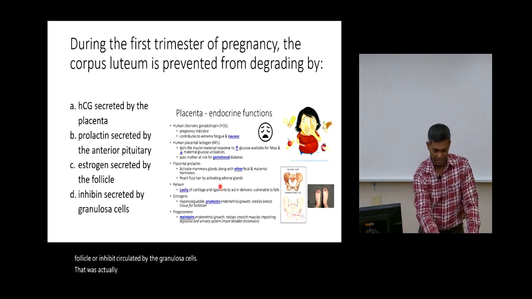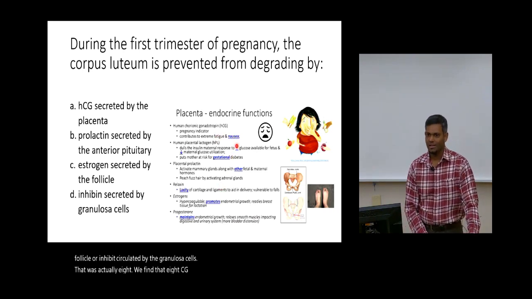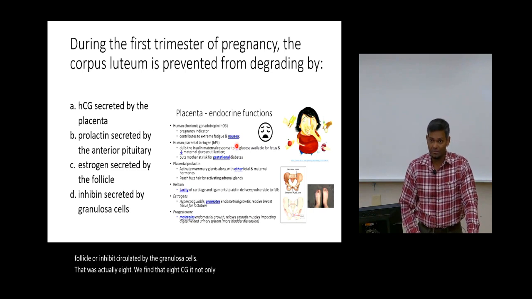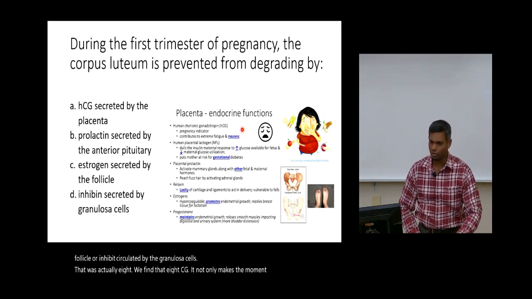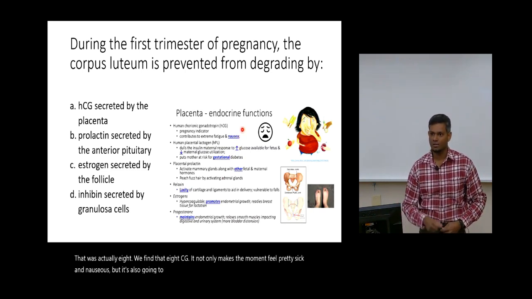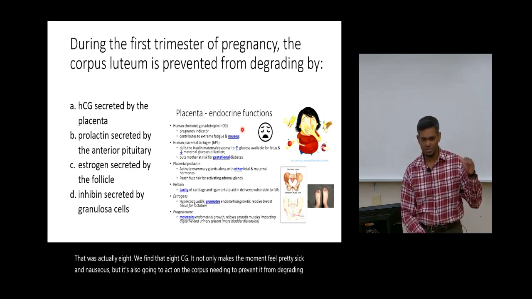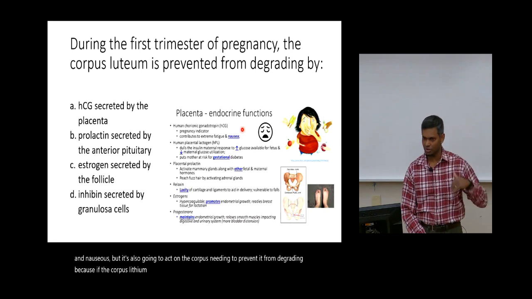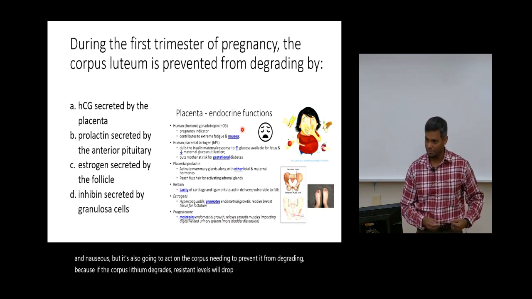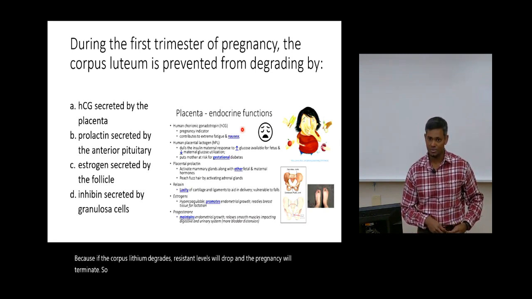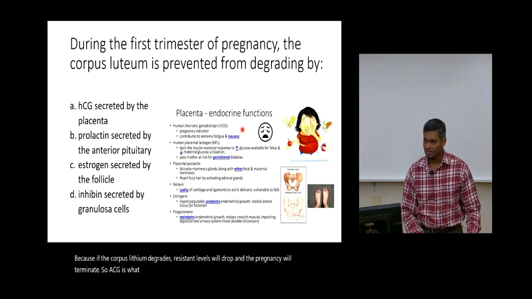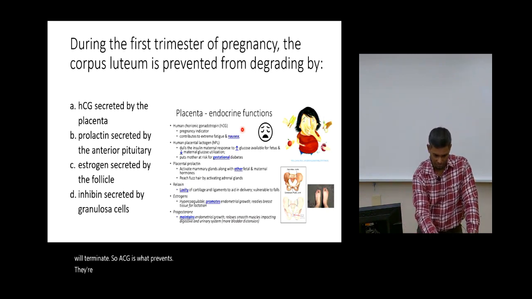We find that HCG not only makes the pregnant woman feel pretty sick and nauseous, but it's also going to act on the corpus luteum to prevent it from degrading, because if the corpus luteum degrades, progesterone levels will drop and the pregnancy will terminate. So HCG is what prevents the corpus luteum from degradation.